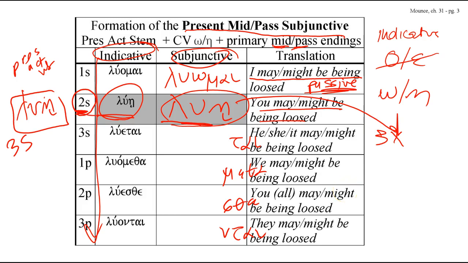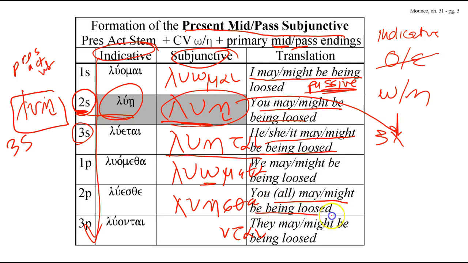Now, what is then the third person singular form? You take lu and add the connecting vowel eta, and add tai. It's luētai. He, she, it might be being loosed, a passive translation. The first person plural is luōmetha. We may be being loosed. The second person plural is luēsthe. You all may be being loosed. And the third person plural is luōntai. They may be being loosed.